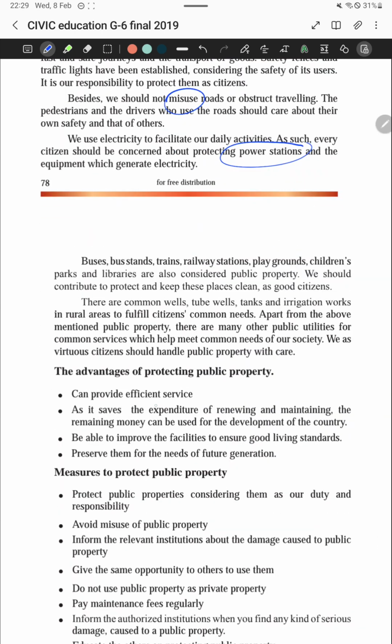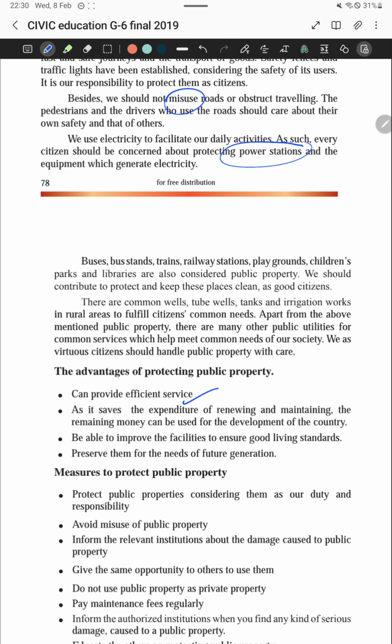So you can provide efficient service, right? If you protect the bus stands, every time you can get a bus from the bus stand, right? And also if you are protecting your bus stop nearby your house, other people also can get a bus from that bus stop. If you are damaging that, if you are destroying the place, that means nobody can go there, right? So you must protect the public property in order to have an efficient service, as well as it saves expenditure of renewing and maintenance.